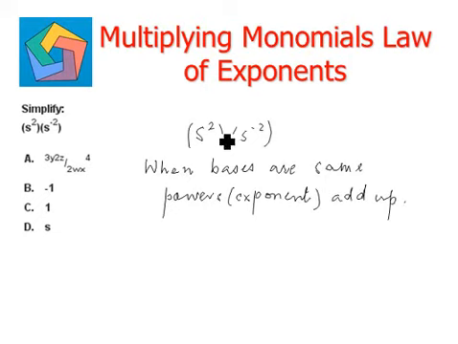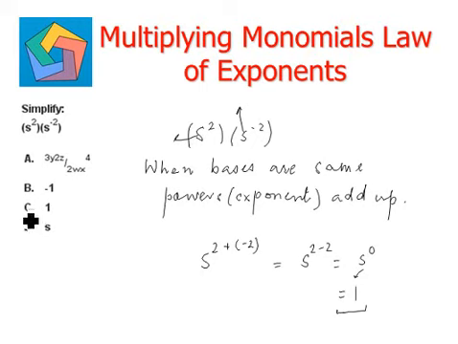So now in this case we see that s is the base and s is the base in the second term. 2 and negative 2 are the powers. So now since the bases are same, we write s, powers add up. 2 plus negative 2, which is nothing but s to the power of 2 minus 2, s to the power of 0. Anything raised to the power 0 is 1. This is another rule. Anything that is raised to the power of 0, the answer is always 1. So the final answer is 1, which is option C, the correct answer. Let's make it more easier with the upcoming examples.